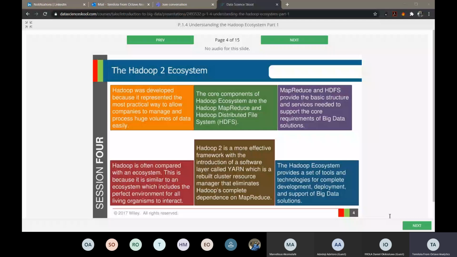Okay. So generally, you have different components of Hadoop, but there are three major core components. You have the HDFS, which is the Hadoop distributed file system. You have MapReduce. Then there's also a software layer of the Hadoop ecosystem, which is YARN, Yet Another Resource Negotiator.